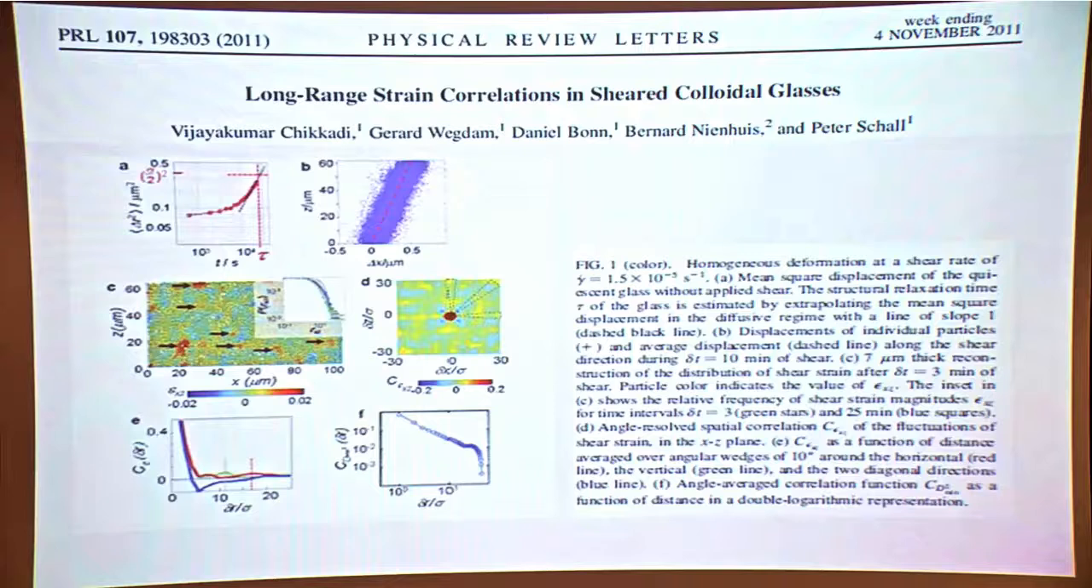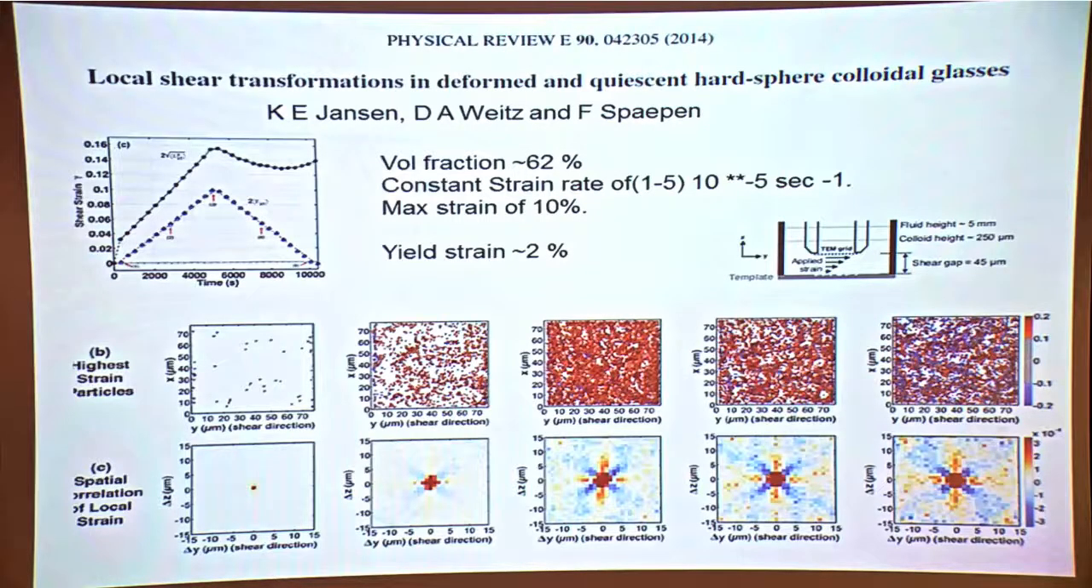And there have been other experiments of similar type, but with more meat added to the physics. For example, in this one, again from Peter Schall's group in 2011, again a similar gamma dot, 1.5 × 10⁻⁵ per second, and again they are looking at long range strain correlations in the sheared colloidal glasses. They look at, for example, this strain spatial correlation function and how it decays. There are other experiments, for example, in 2014 by these people. Again, they have looked at similar kinds of things.